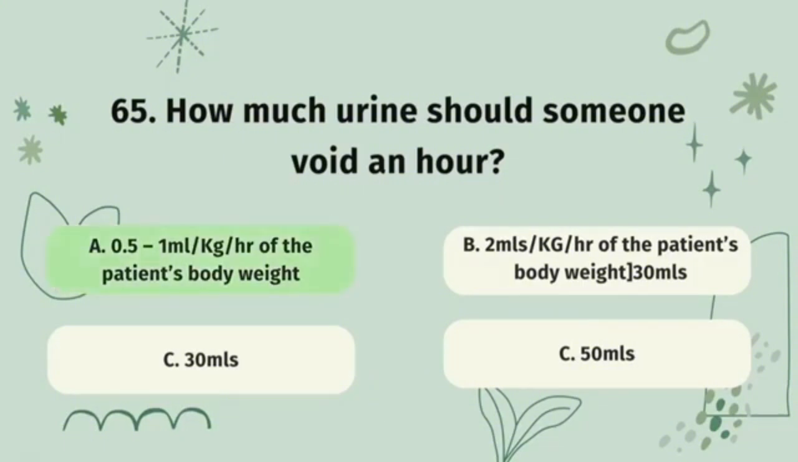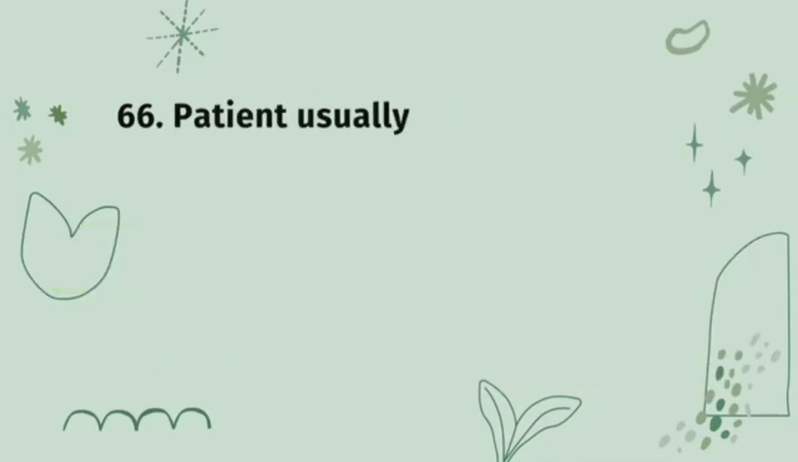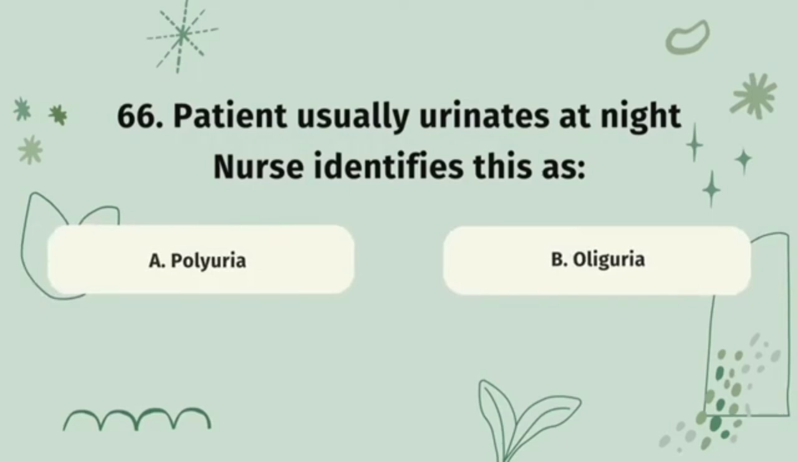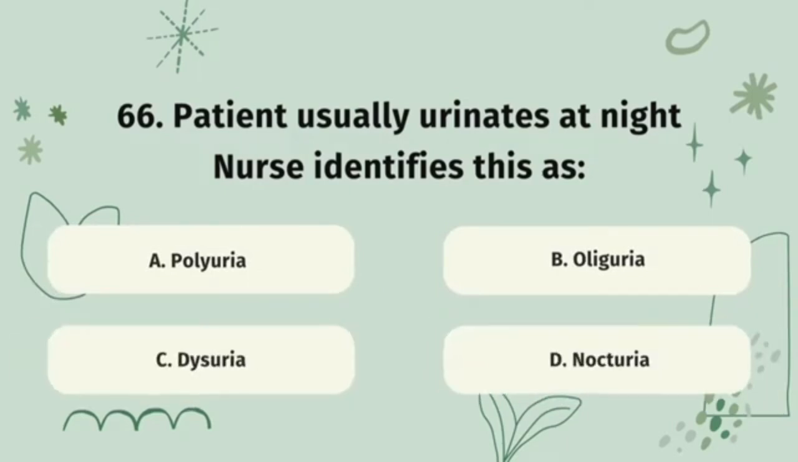The correct answer is A. Question 66. Patients usually urinate at night. Nurse identifies this as: Option A. Polyuria. Option B. Oliguria. Option C. Dysuria. Option D. Nocturia.